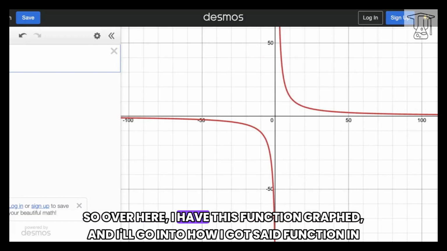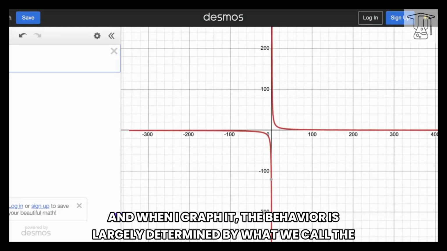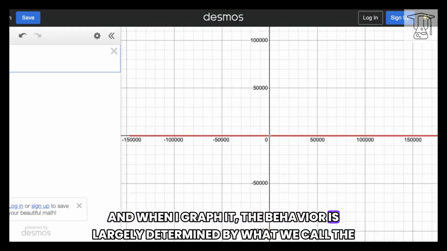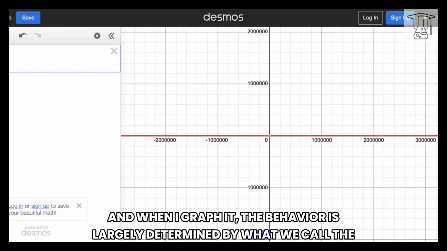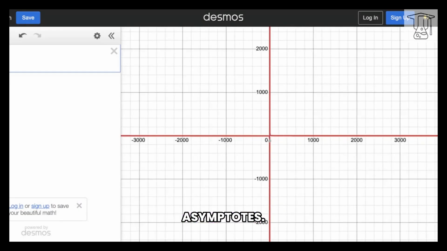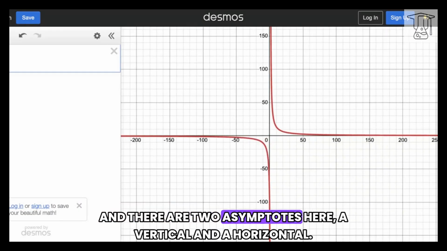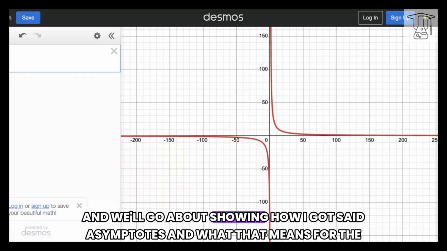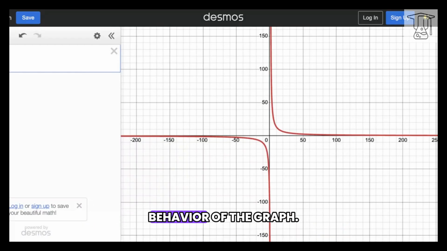So over here, I have this function graphed, and I'll go into how I got said function in a moment. And when I graph it, the behavior is largely determined by what we call the asymptotes. And there are two asymptotes here, a vertical and a horizontal. And we'll go about showing how I got said asymptotes and what that means for the behavior of the graph.